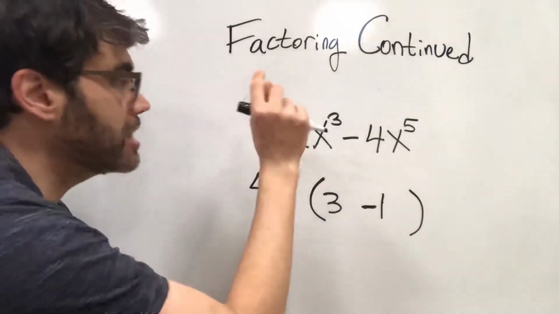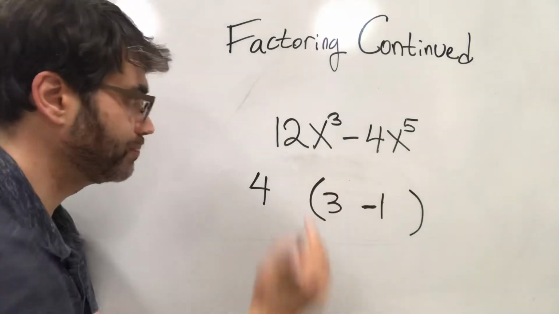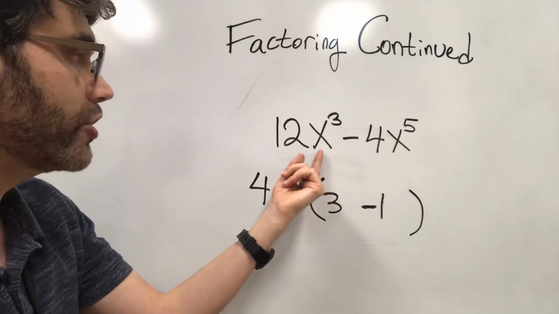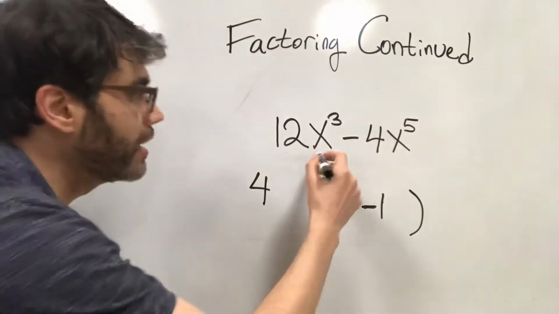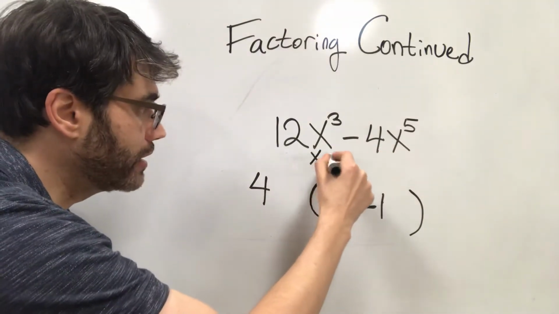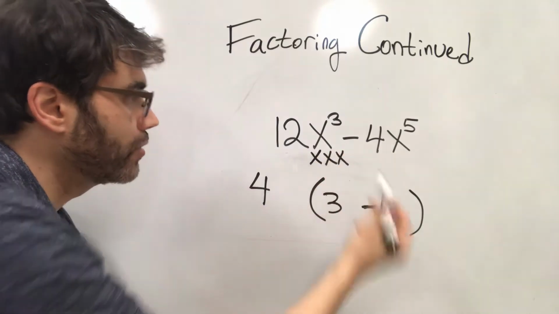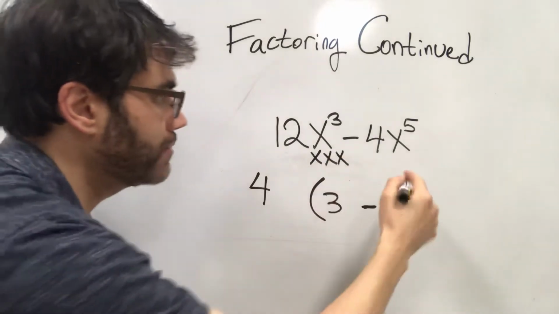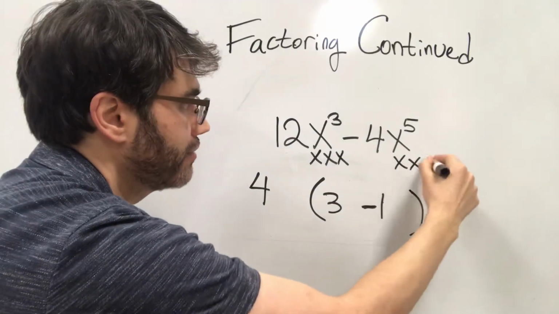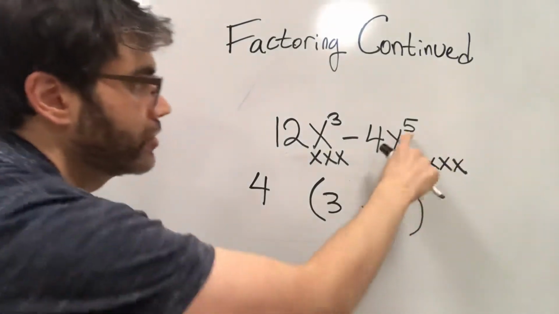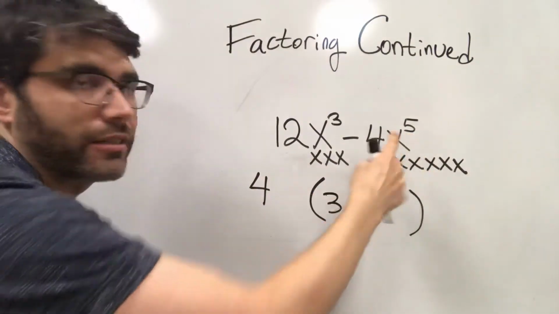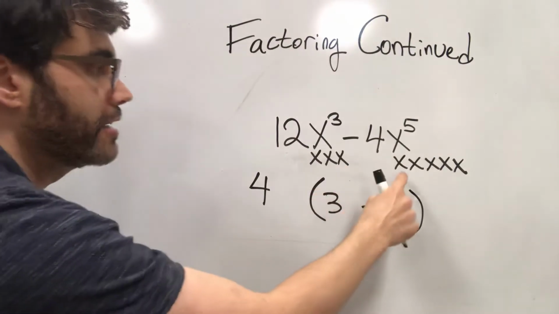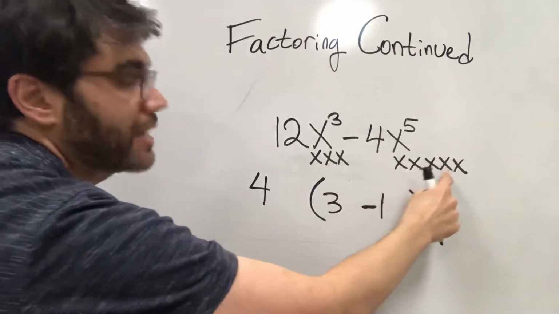Okay, now let's look at the x's. What is the greatest common factor of x cubed and x to the 5th? Well, if you want, you don't have to, but just an intermediary step, we have x times itself 3 times here, and we have x times itself 5 times here. So this is the exponent, and x is the base, okay? So we have x times x times x, and here we have x times x times x times x times x.